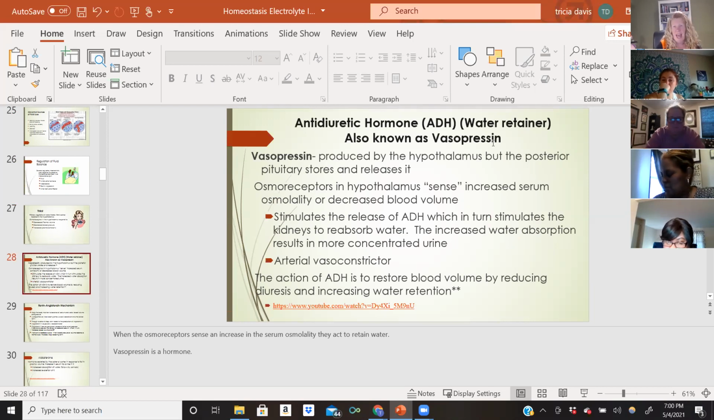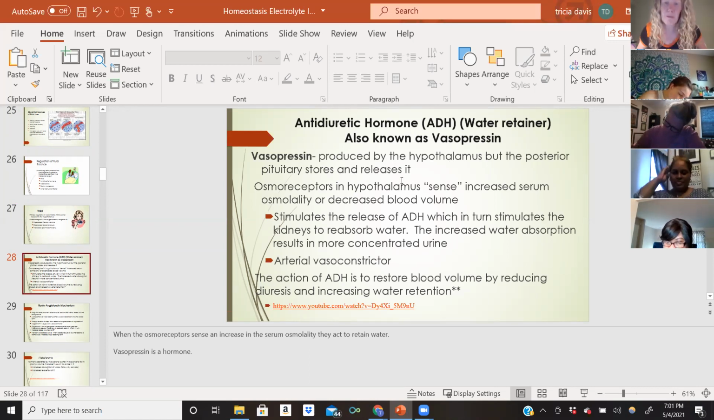Another regulatory system that we have is ADH, called antidiuretic hormone. It also has the name vasopressin. So you will see these names interchangeably in your book, in different resources. They are all the same. Vasopressin, antidiuretic hormone, ADH. You can think of it as a water retainer. It helps retain water. Vasopressin is produced in our hypothalamus, but our posterior pituitary is going to store it and release it when we need it, okay?